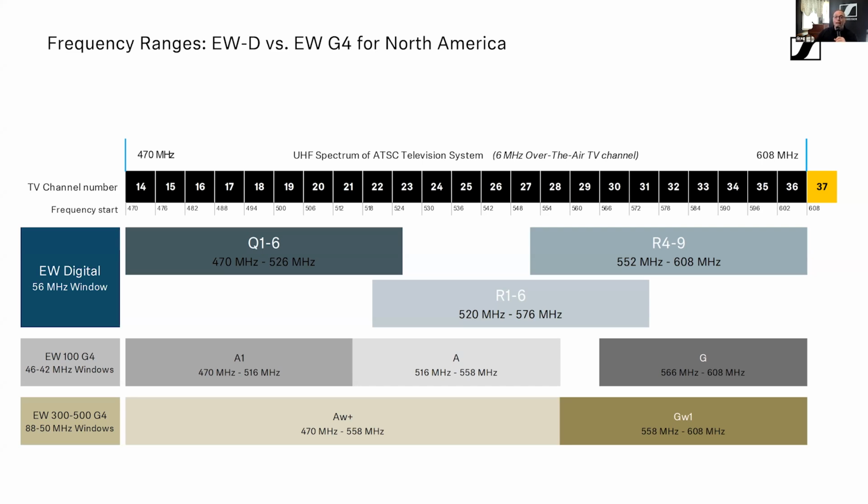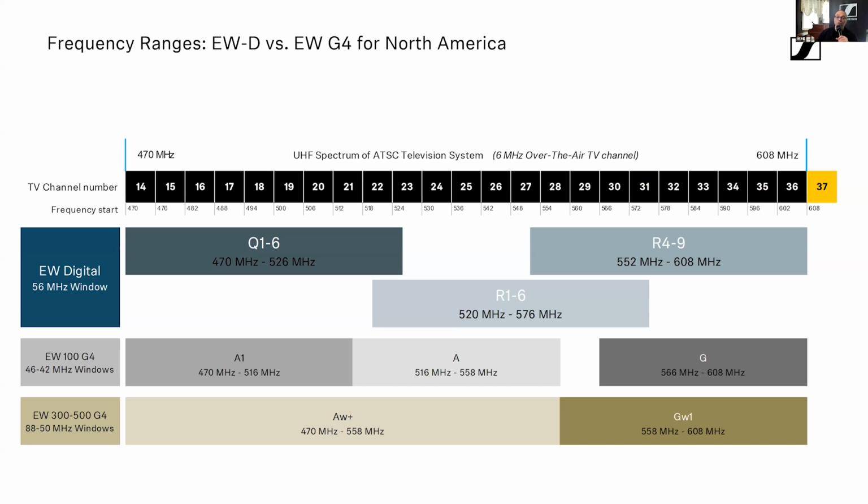So the first band we're going to have is Q1 through 6. That goes from 470 to 526 megahertz. That means you can tune the system to any 0.25 kilohertz frequency from 470 all the way to 526. So this is very similar to our G4's A1 range. Obviously, we're giving you more bandwidth now, so you can tune a little bit higher than you could before.